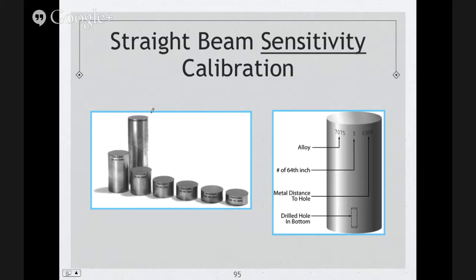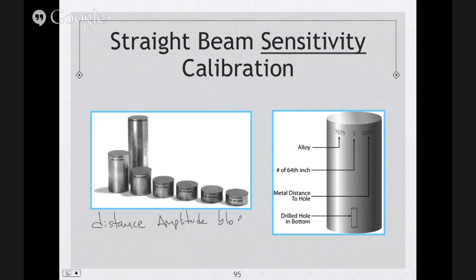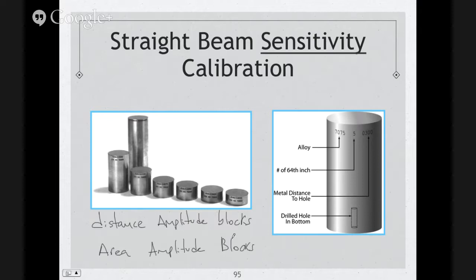So then we have straight beam sensitivity blocks. We have two types: distance amplitude blocks, and then we also have area amplitude blocks. Now, the difference between these two is that distance amplitude blocks all look like this block to the right. What they have is a flat bottom hole, that's what they call it. There's a drill hole on the bottom.